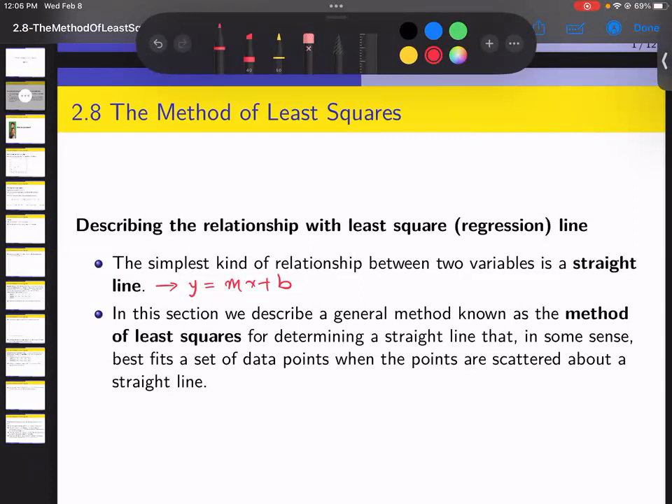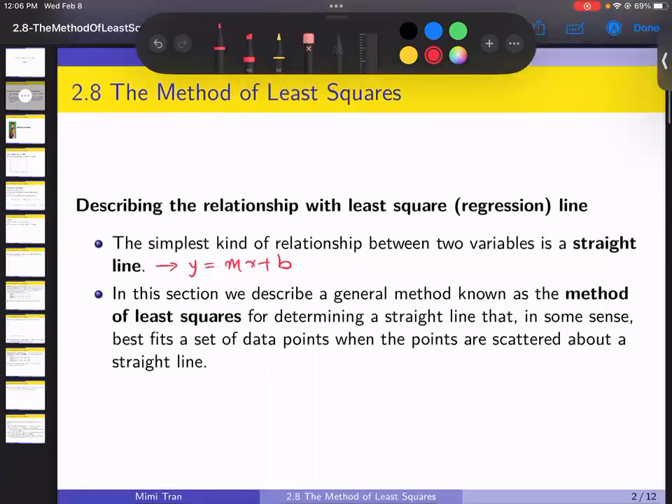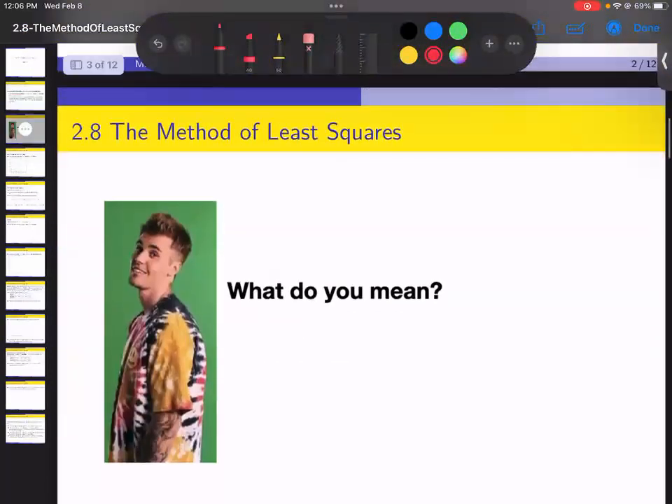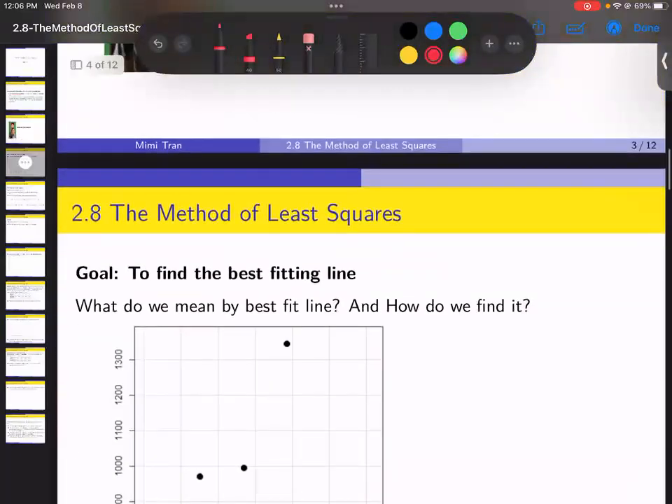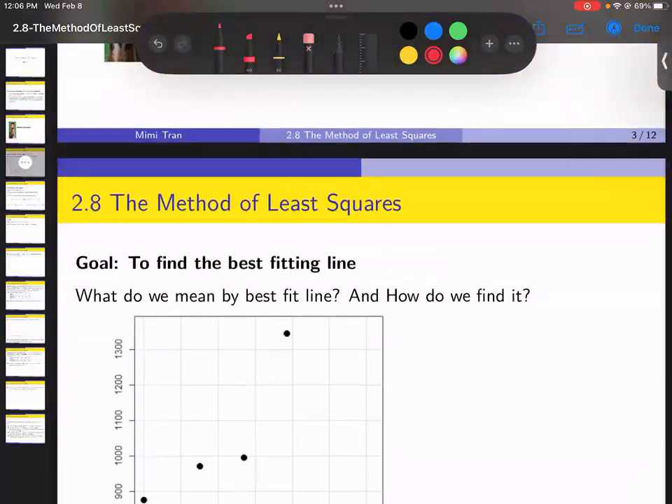Let's see the extra credit. In this section, we describe the general method known as the method of least squares for determining a straight line that, in some sense, best fits a set of data points when the data points are scattered about a straight line. I'm glad you asked. So let me tell you, what do we mean by best fit line? What does it mean, and how do we find it?